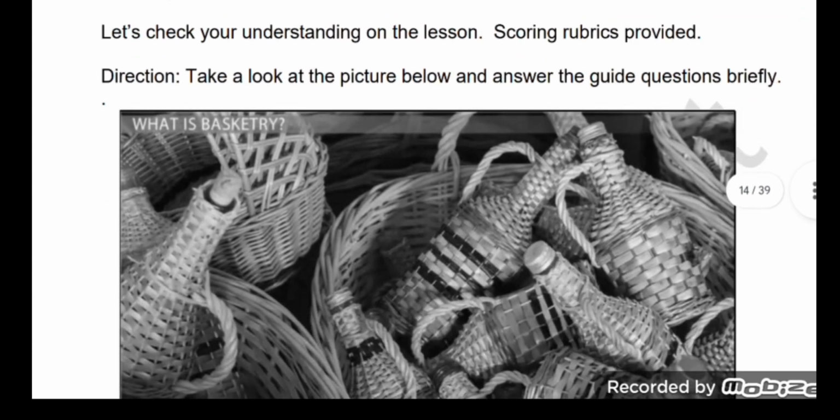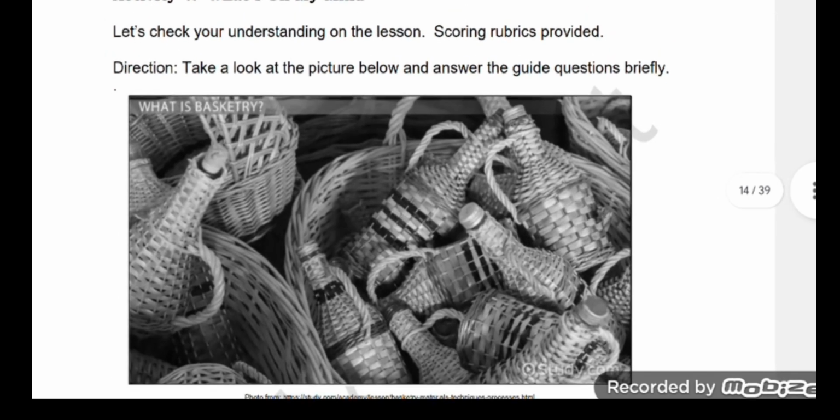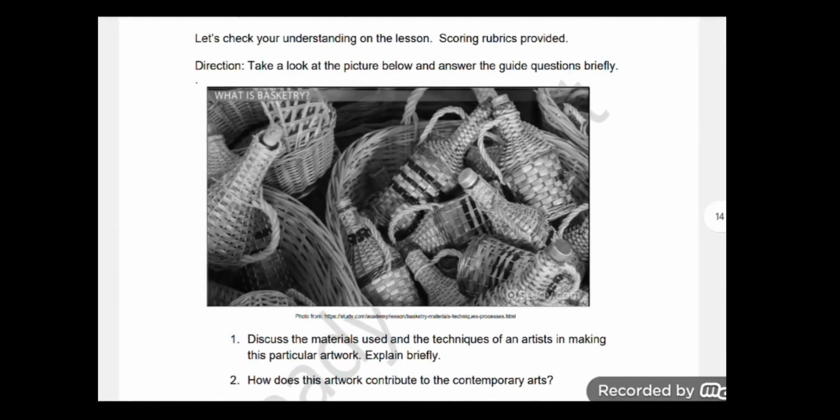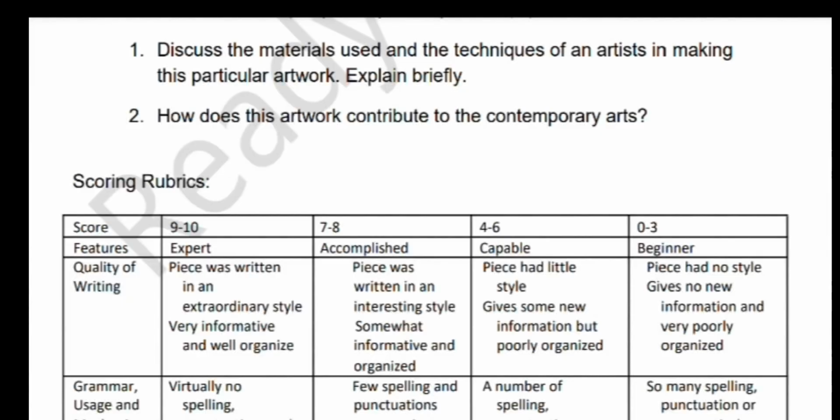Activity 4. What's on my mind? Let's check your understanding of the lesson. Scoring rubrics provided. Direction: Take a look at the picture below and answer the guide questions briefly. 1. Discuss the materials used and the techniques of an artist in making this particular artwork. Explain briefly. 2. How does this artwork contribute to the contemporary arts?